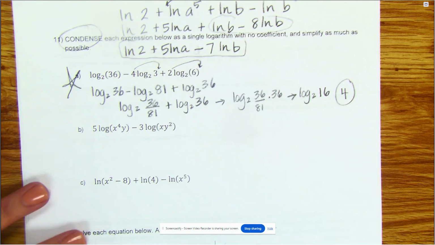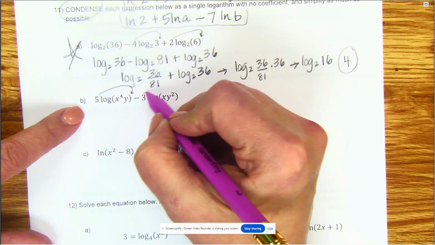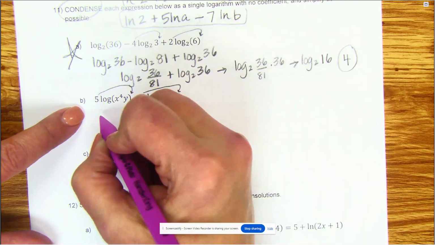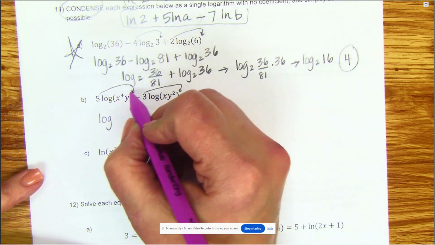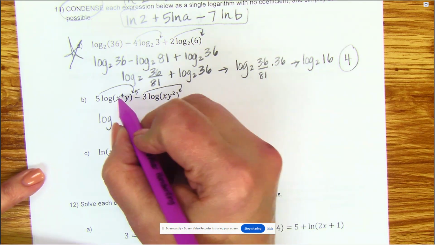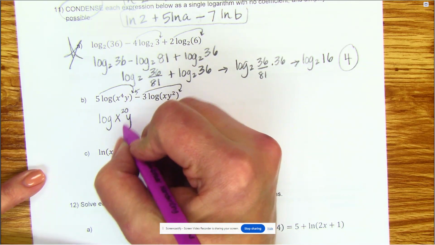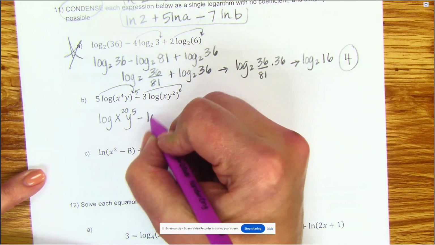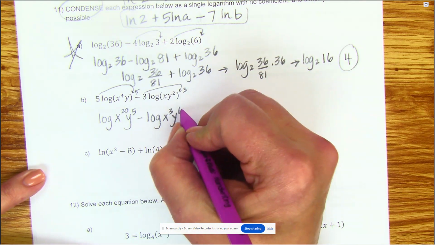All right, letter B. I'm going to do my power property. These are exponents, so this is log base 10. I'll just imagine that's up there. So that's 4 times 5, there's 20 x's and 5 y's, minus log, if I put the 3 there, that becomes x to the third, y to the sixth.